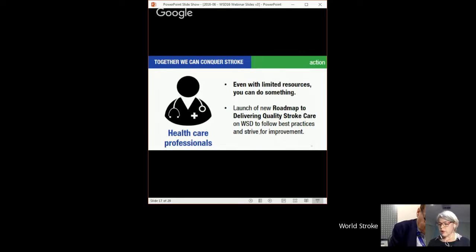The World Stroke Organization recognises that access to treatments varies around the world. However, in spite of this, we really want to assist health professionals to understand that with even limited resources, you can really do something. The new roadmap to delivering quality stroke care will be formally launched on World Stroke Day, and will assist clinicians to follow the best practice available to them based on their level of resources and suggest the next steps to strive for improvement. We encourage health professionals to download this roadmap.